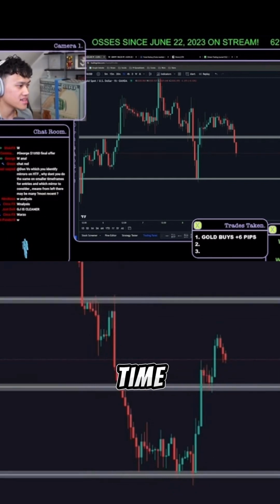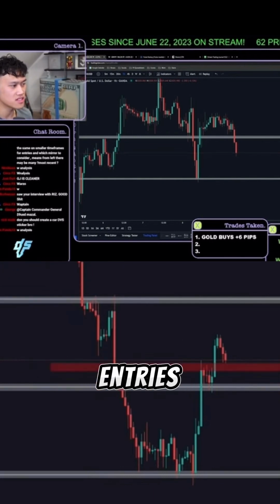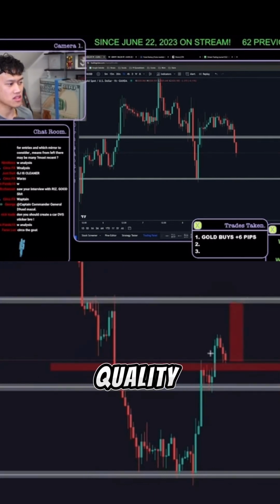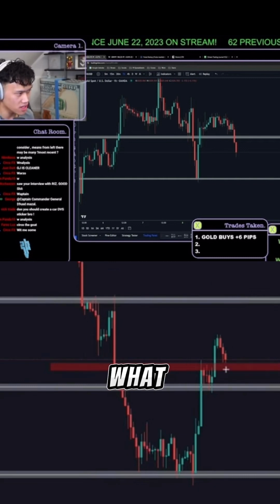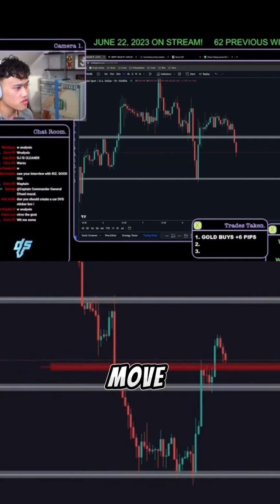Higher time frame gives direction, smaller time frame gives you entries, right? By entries I mean after liquidity, what can form, after closure, what can form, to mirror that move up.